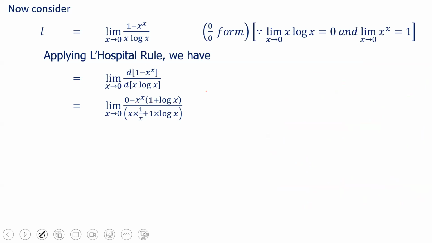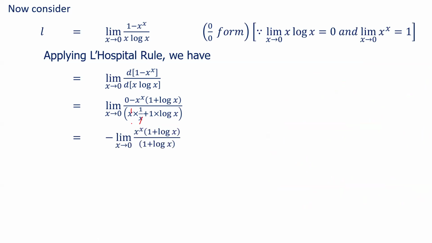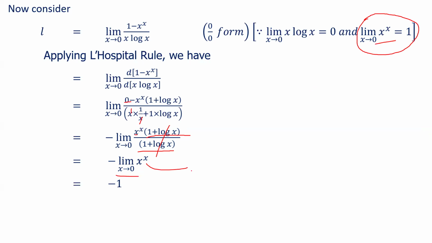And in the same manner, in the denominator, the derivative of log x is 1 upon x, multiplied by x, plus the derivative of x, which is 1, into log x. Again, this x will cancel and we have 1 plus log x. We can take this minus outside: minus x to the power x times (1 plus log x) divided by (1 plus log x). So these two will cancel. We have minus the limit of x to the power x when x tends to 0. And we know that the value of x to the power x when x tends to 0 is nothing but 1. Therefore, L is equal to minus 1.